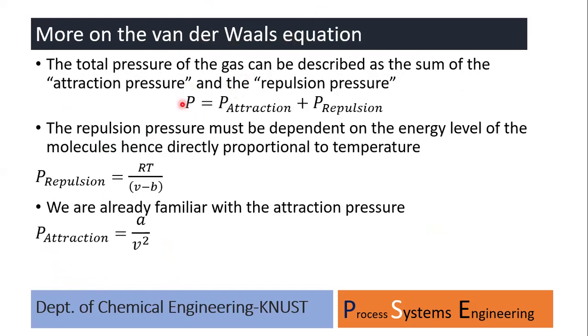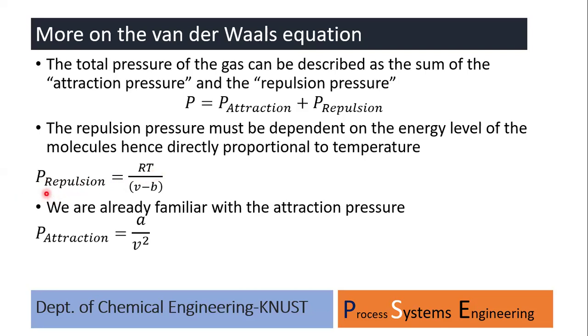So for the Van der Waals equation, the total pressure that we are looking at is going to be the attractive pressure and the repulsive pressure when we put them together, right? And the repulsive pressure is going to be expressed with RT over V minus B, because it's supposed to be the term that is dependent on temperature. The reason is that if I increase the temperature, I increase the amount of repulsion between the molecules.